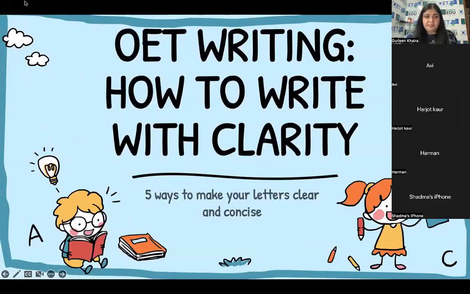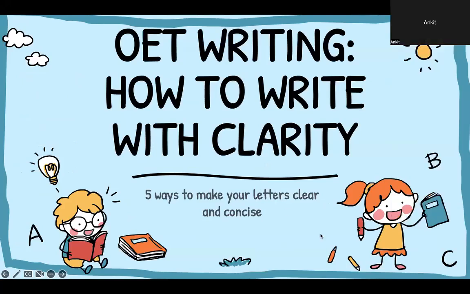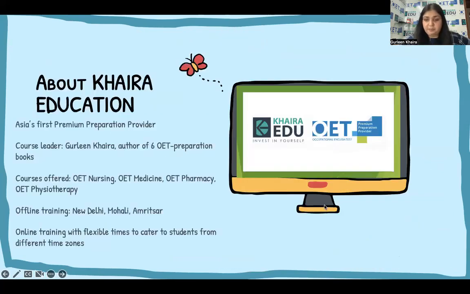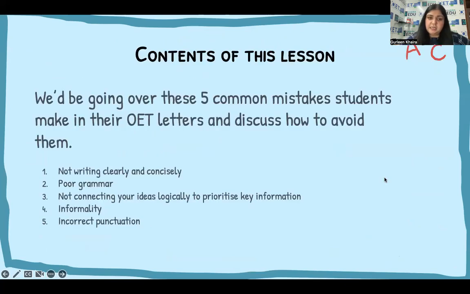This is what we'll be discussing today, how to write with clarity. Now, I'm sure you're all aware of the step-by-step technique or strategy for the OET writing exam. The first step is to select relevant information for your recipient, keeping the purpose of the letter in mind. The second step is to decide the order of that information, how you're going to present it in order of importance for the reader.